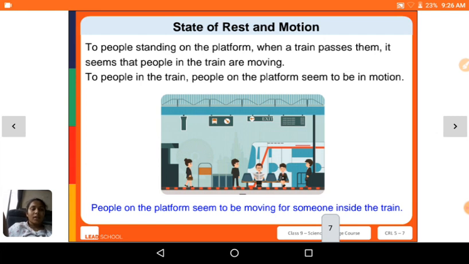When a moving train passes a platform, we are at rest but actually we are moving, so we can see that the people on the platform are in motion but actually they are at rest, and the people sitting on the platform see the train or the people moving, right?